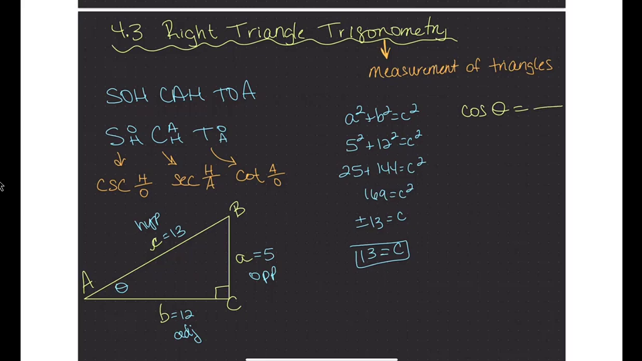So cosine is adjacent over hypotenuse. So what's cosine going to be? What's adjacent? Adjacent, which is 5, over 13. Right?